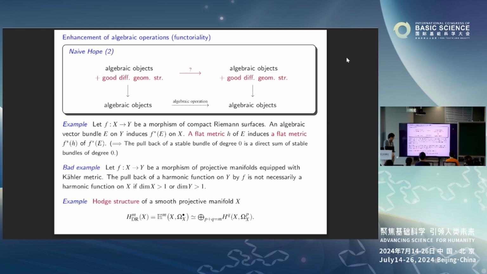And let me mention another good example, that is the Hodge structure of a smooth projective manifold. The de Rham cohomology group of a smooth projective manifold can be considered as the hypercohomology group of the algebraic de Rham complex. So we can regard it as a purely algebraic object. And the harmonic theory gives the Hodge decomposition of the de Rham cohomology group. So we can regard it as an enhancement of the cohomology group by Hodge structure, which is a kind of good differential geometric structure.